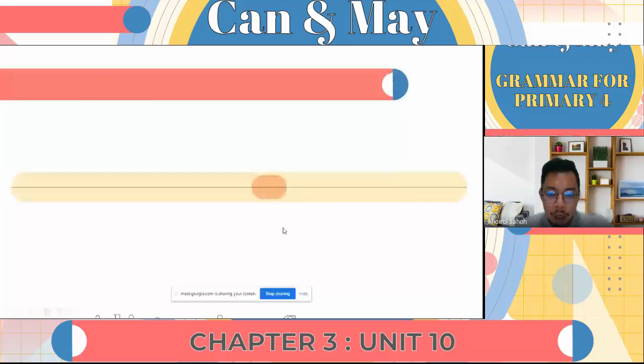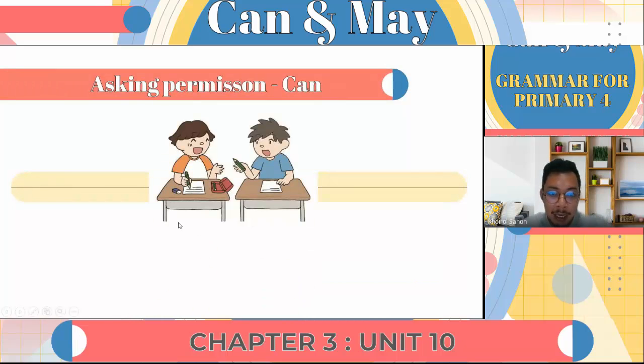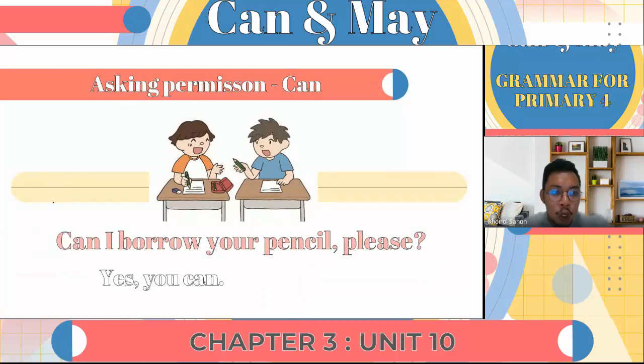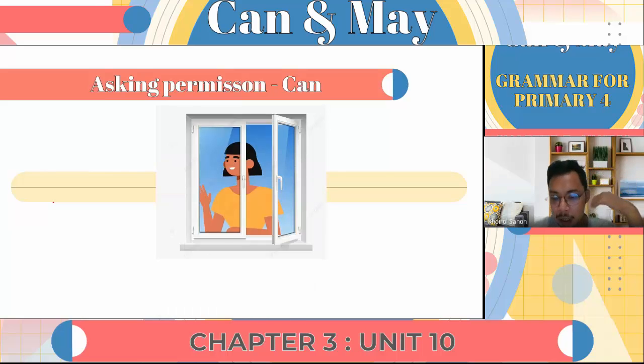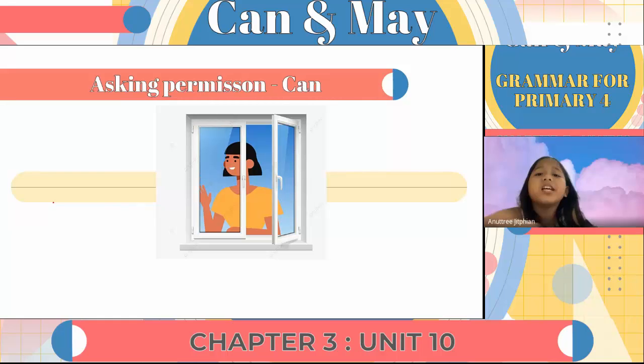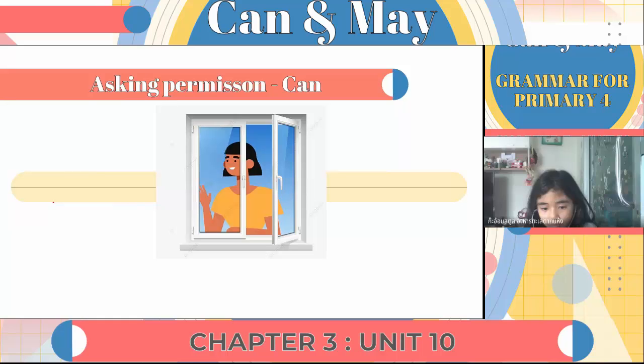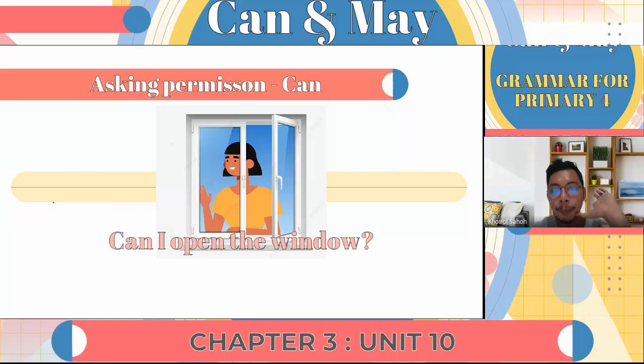ถ้าเพื่อนเราอนุญาตเราก็บอกว่า Yes, you can. ถ้าเพื่อนไม่อนุญาตเพื่อนก็จะตอบว่า No, you cannot, or you can't. Right. Next is asking permission. ถ้าเราจะขออนุญาตเปิดหน้าต่างเราจะบอกว่าไง Can I open the window? Or you might put, please, can I open the window?